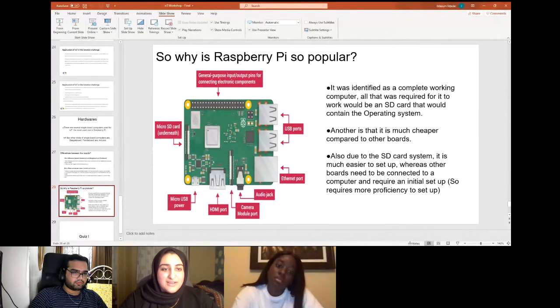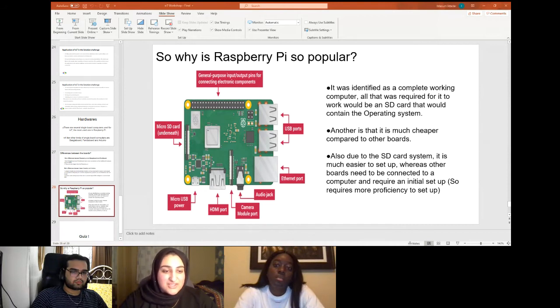And then the final thing I'll go over is why the Raspberry Pi is so popular. This is just a picture of what it looks like. You can literally imagine it as if you had a PC, your actual hard drive. It's just literally a mini computer. You have USB ports, you can connect your mouse to it, your keyboard, everything. So it's identified as a complete working computer, and all that's required is for you to insert your SD card that contains your operating system.